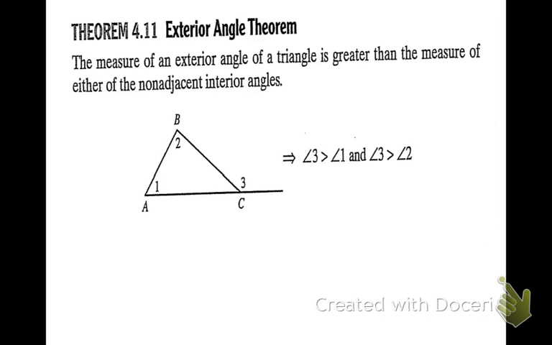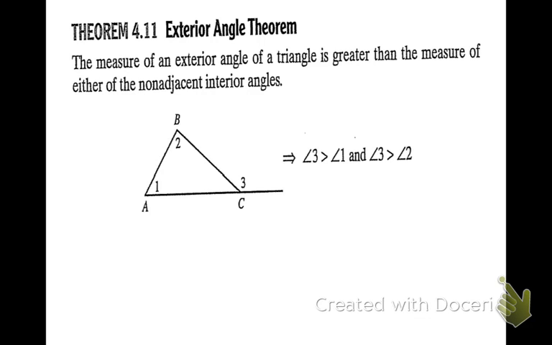So the exterior angle theorem says the measure of an exterior angle of a triangle is greater than the measure of either of the non-adjacent interior angles. Non-adjacent means not next to. Adjacent means next to. So the two angles in that triangle that are not next to 3 are 1 and 2. From this theorem we would know that angle 3 is greater than angle 1 and angle 2.